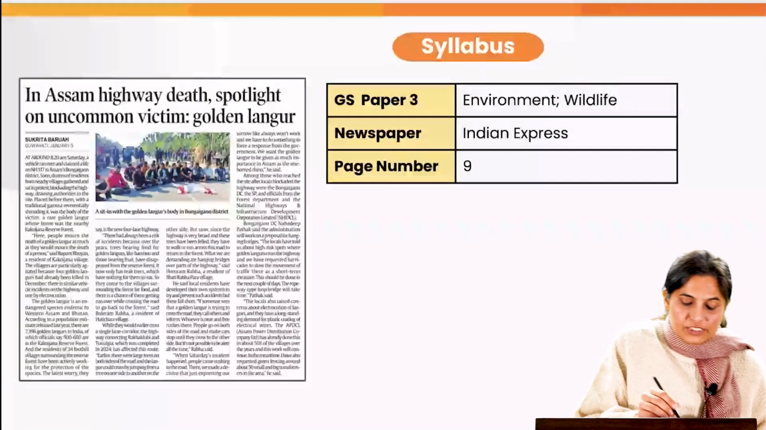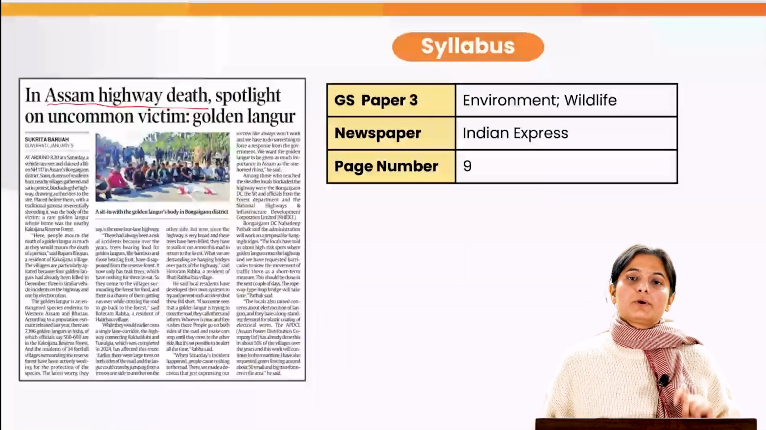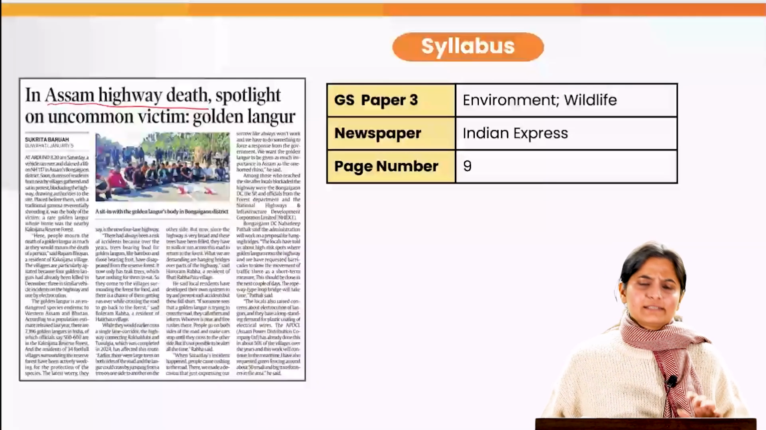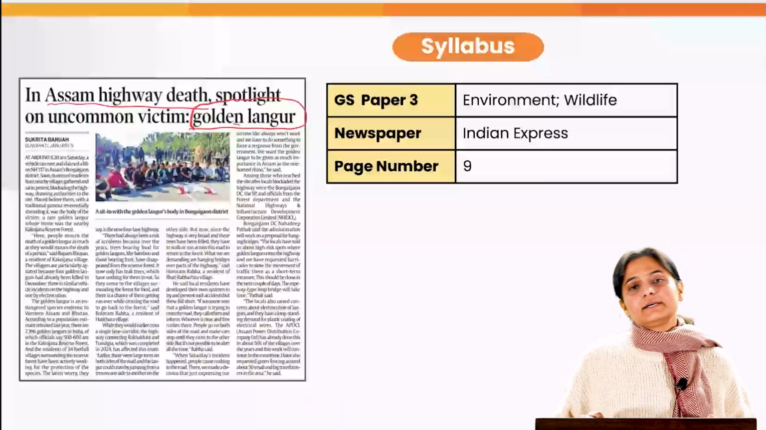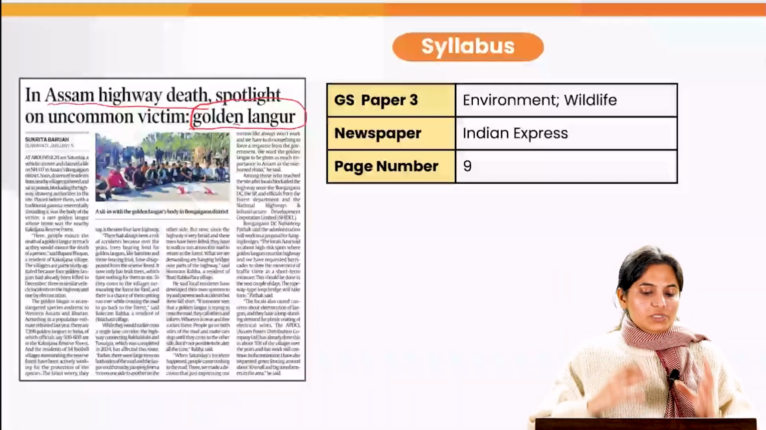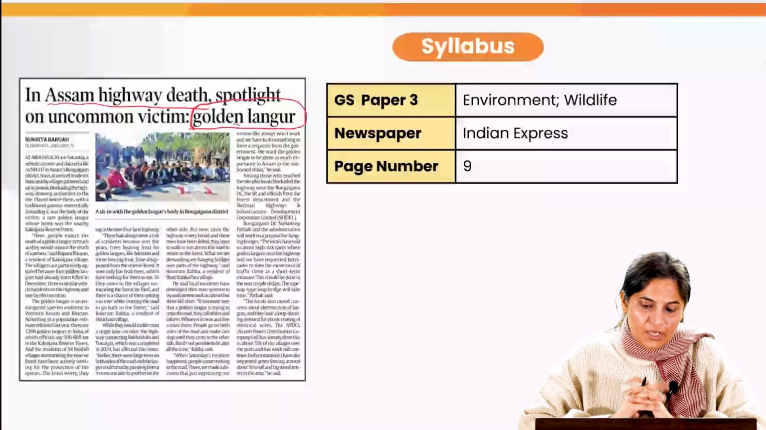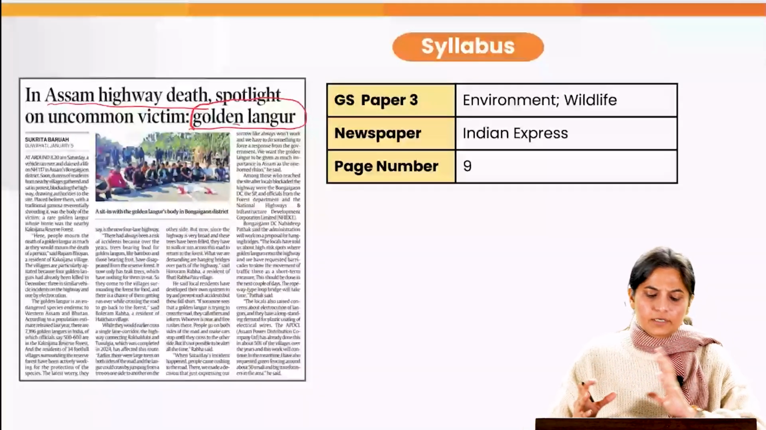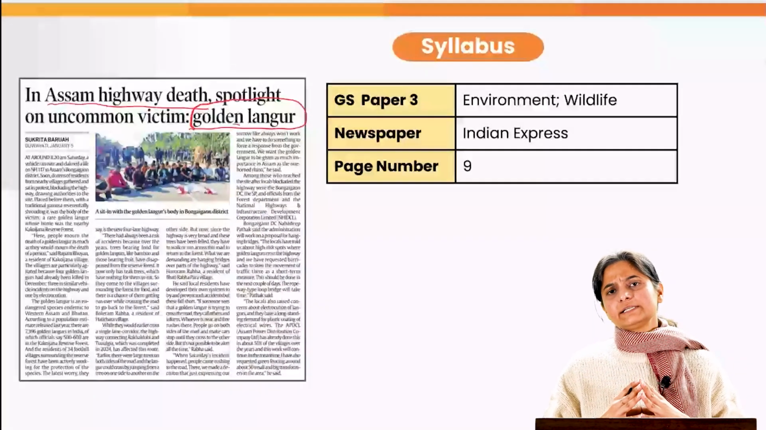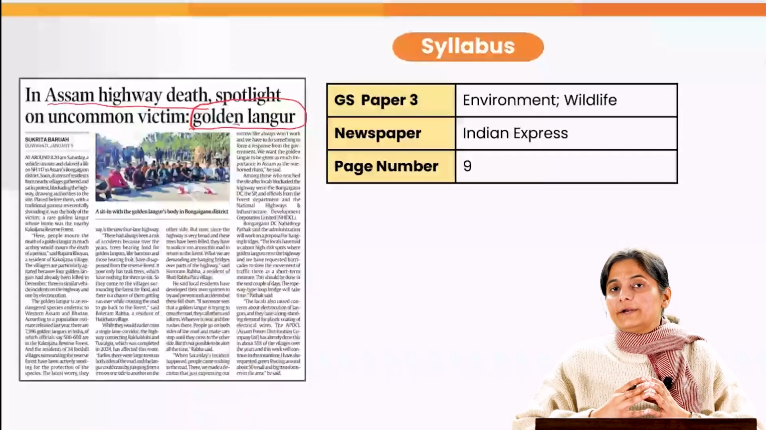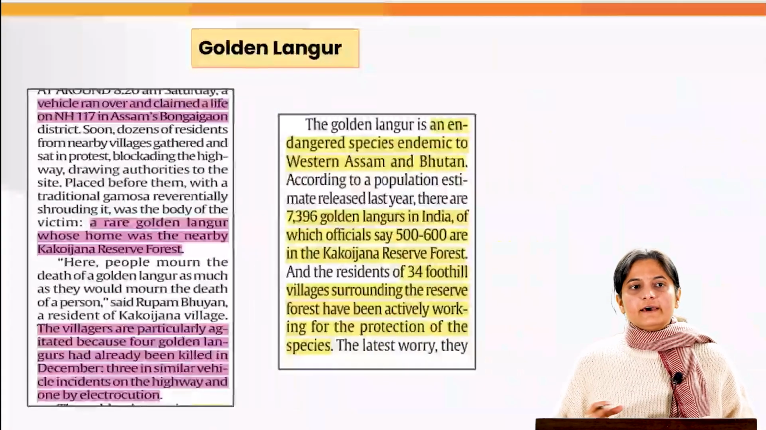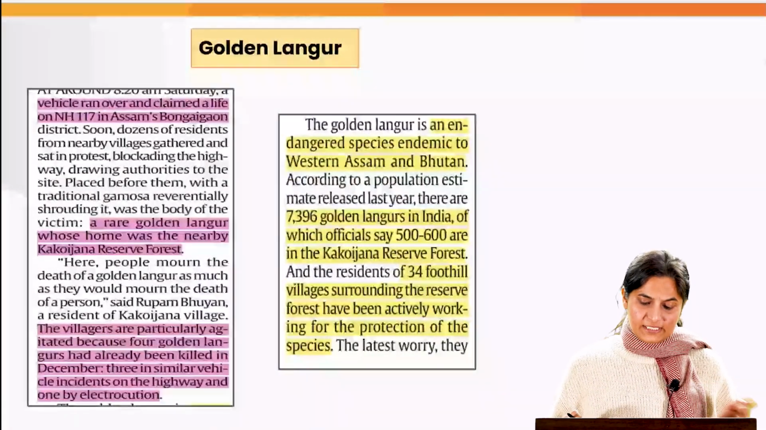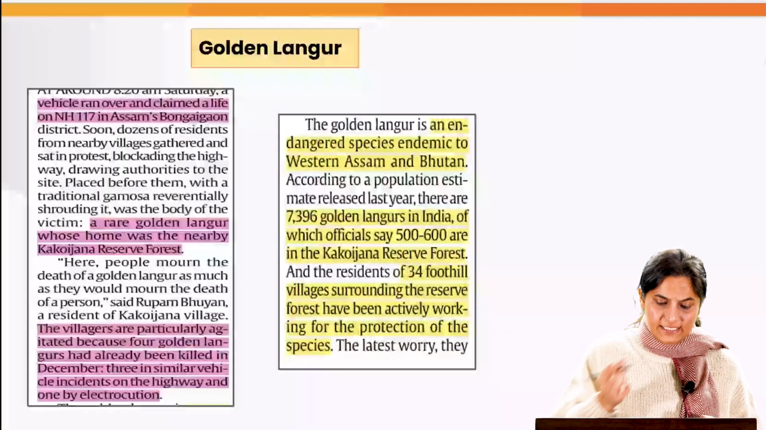Now, another article reads: in Assam highway death, spotlight on uncommon victim, which in this case is the golden langur. In Assam's case, we often hear news of the one-horned rhinoceros, but now the species in the limelight is the golden langur. Why is that the case? Let's read more. This incident happened in the area of Bongaigaon in Assam, and there is a forest reserve there. Almost 19-20 villages are involved in saving and preserving this species. They value it as much as the one-horned rhinoceros is valued in the context of Assam. They have been protesting and raising concerns for quite some time, and now the authorities have noticed. So let's read more about this.